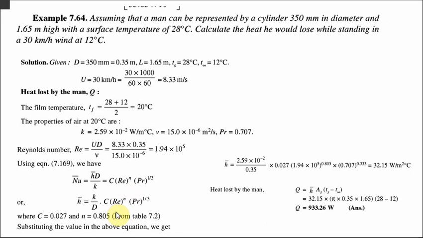So the value of C is 0.0266 and n is 0.805. Substituting the values here, we will obtain the h bar value. It is 32.15 watt per meter square degree Celsius. Now the heat lost by the man is Q equal to h A delta T. A is the perimeter of the circle, pi d, into the length of the cylinder. So pi d l and Ts minus T infinity. So the heat lost by the man is 933.26 watts.